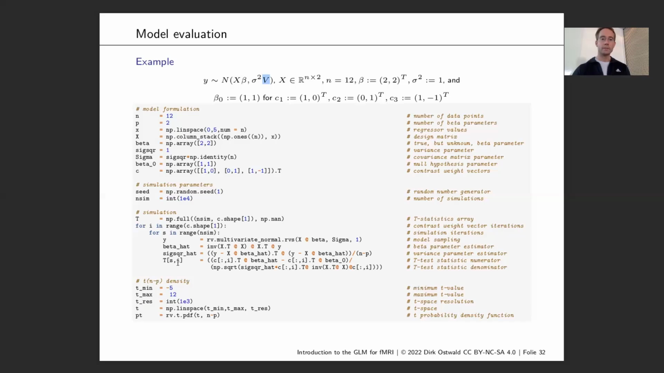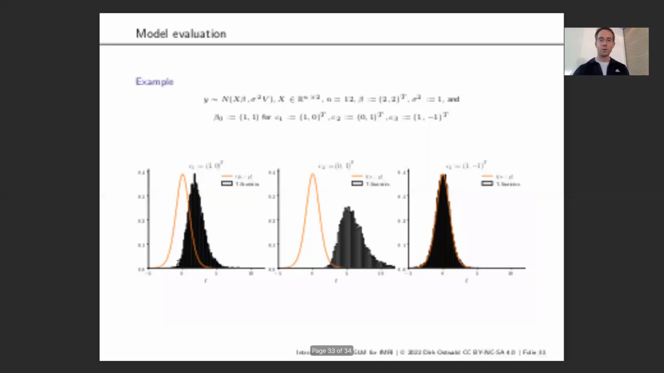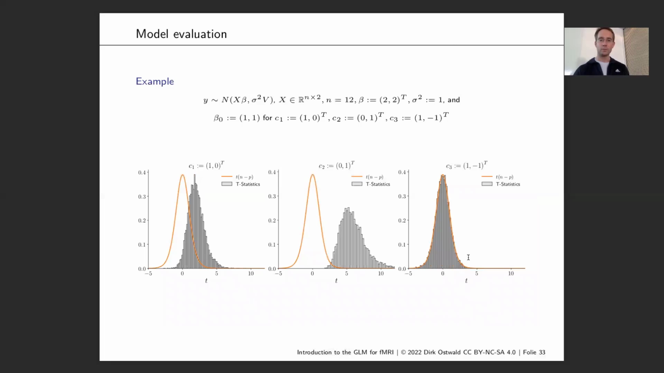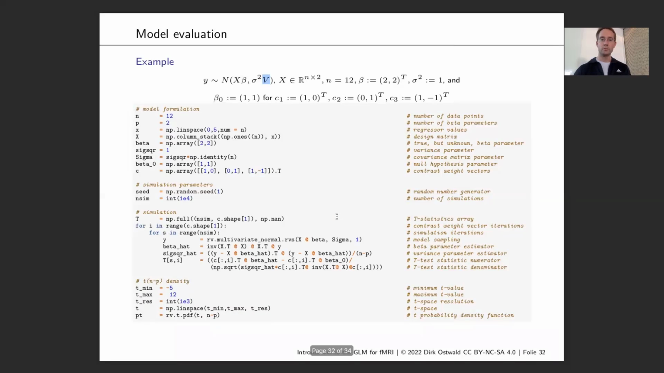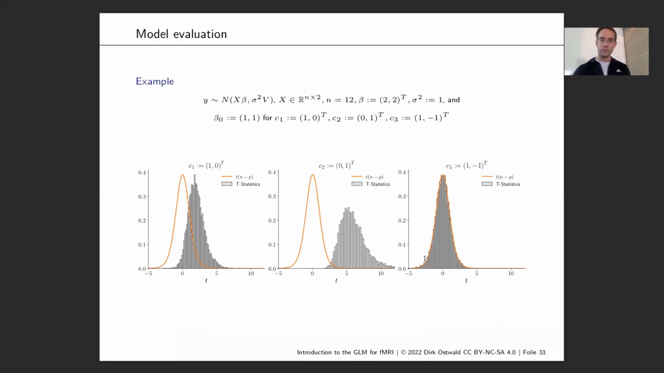Now, if the null hypothesis holds, and we will go into more detail about that in a second, then we can show using simulations that this t statistic is distributed according to Student's t distribution. Here we have the probability density function of Student's t distribution for the appropriate degrees of freedom parameter, and we have the histogram analysis of our t statistics.